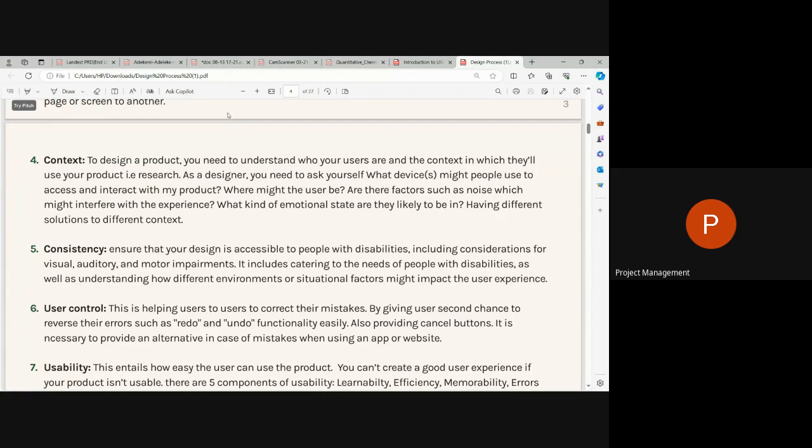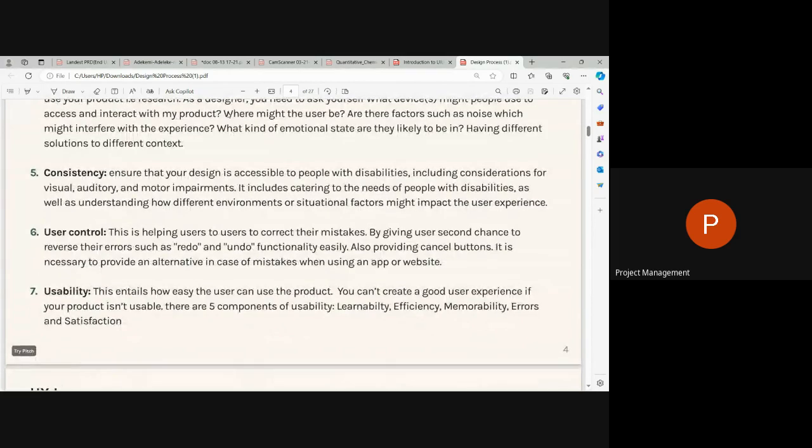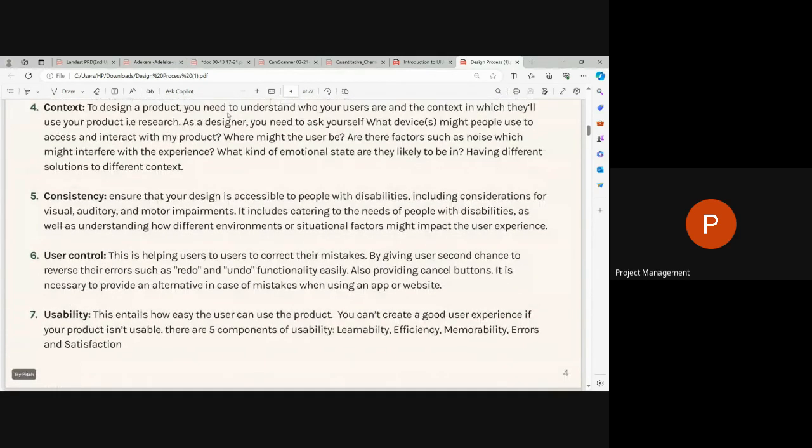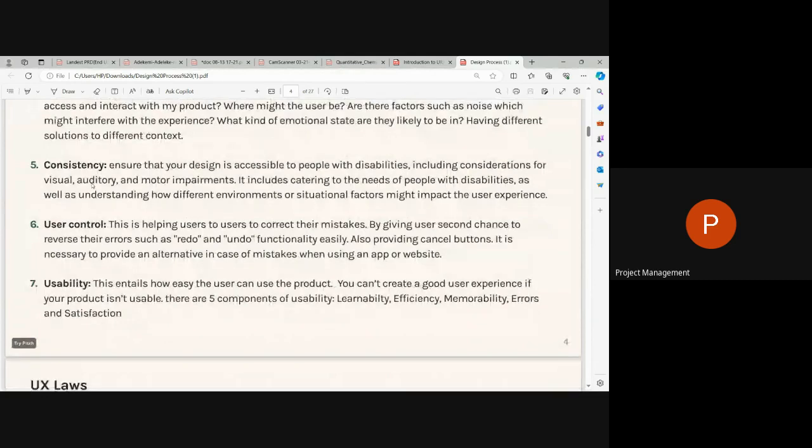Then the fifth one is consistency. Sorry, accessibility. This should be accessibility. I will correct it. Accessibility, that is, your design has to be accessible to everybody, including people with disabilities: those that have visual impairments, auditory impairments, motor impairments. That is, those that can't hear, can't see, can't walk. You have to create features that will make your design, your product, accessible to them.